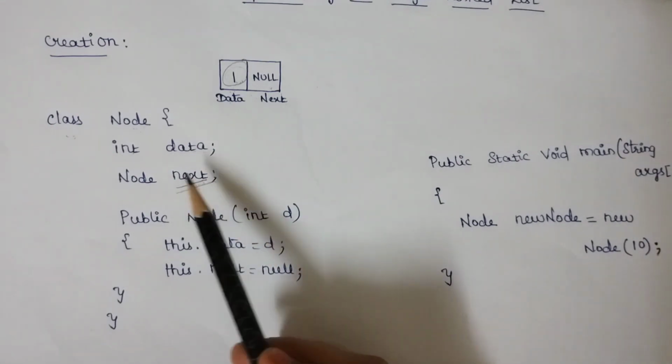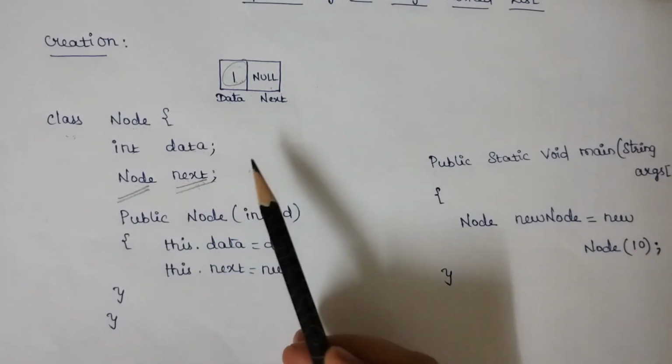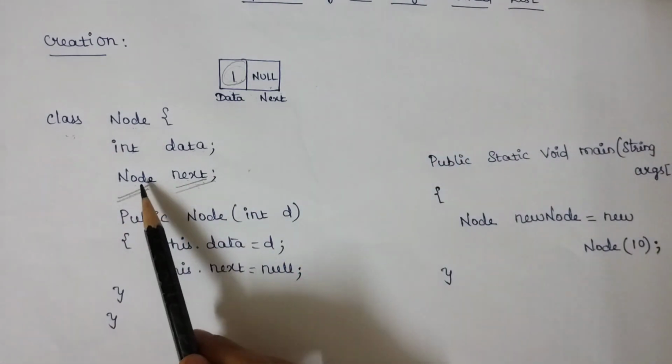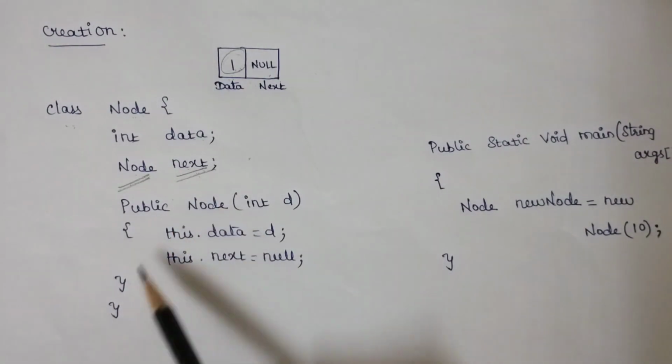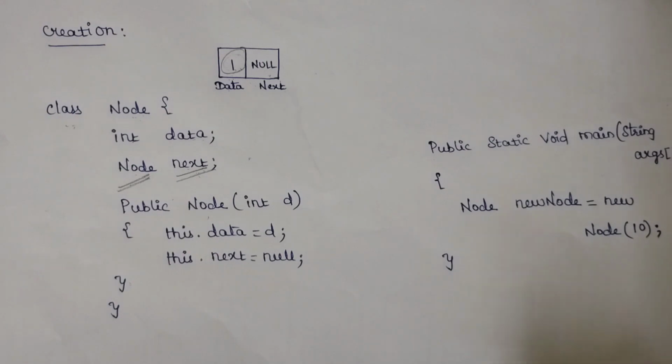This is the next field, and the type of the next field is Node, because you are going to store the address of another node. That is why I have given Node here. The data type is Node, right? And coming to this part, what is this part? This is actually a constructor. If we are coming to this implementation, first you should know the basics, the fundamentals of Java, right?